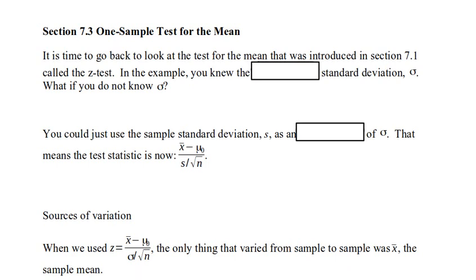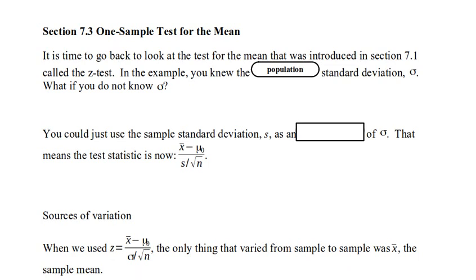Welcome to Section 3, a one-sample test for the mean. It's time to go back and look at the test for the mean that was introduced in 7.1, called the z-test. In that example, you knew the population standard deviation sigma. The question is, what if you do not know sigma?